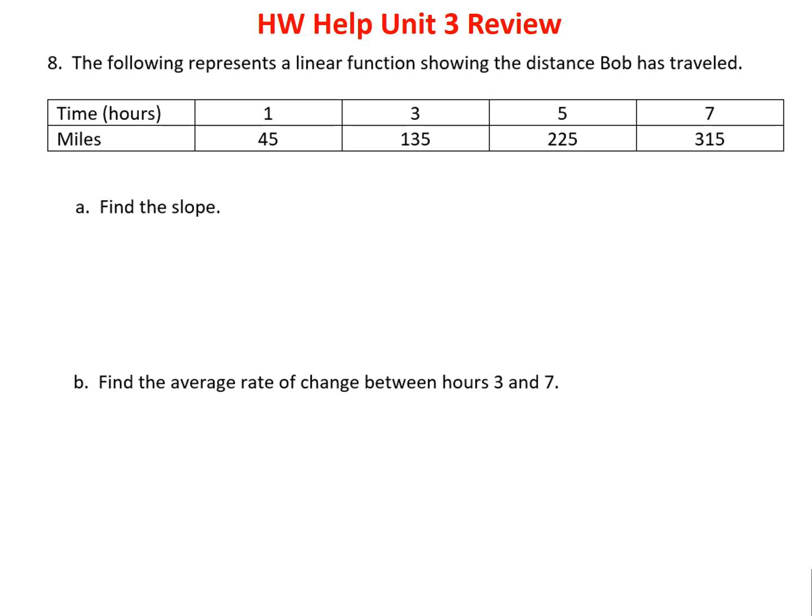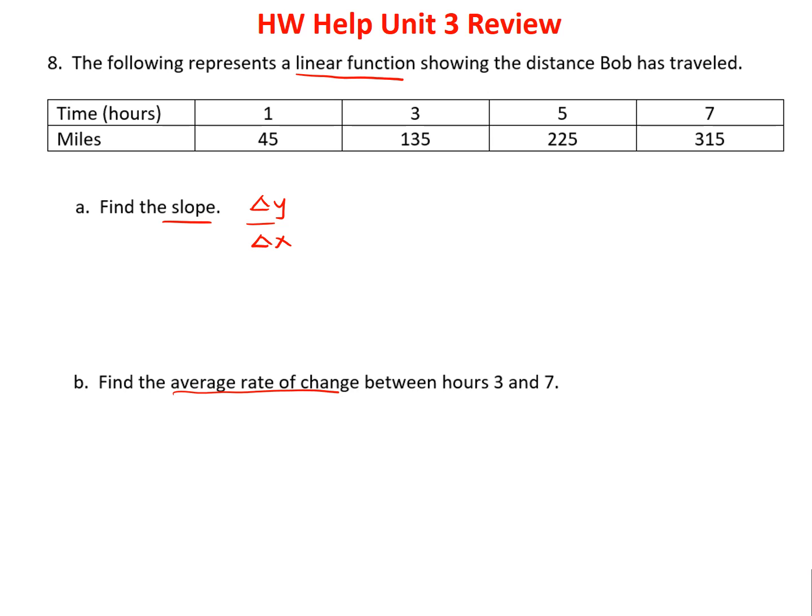Problem 8 states that the following table represents a linear function showing the distance Bob has traveled. Now, one thing about a linear function is that the slope and the average rate of change is going to be the same no matter what points you pick. So when it says to find a slope, I'm going to call it the delta y, the change in y over the change in x.